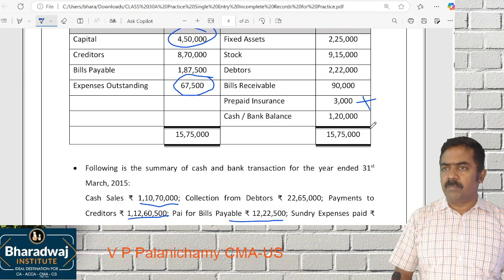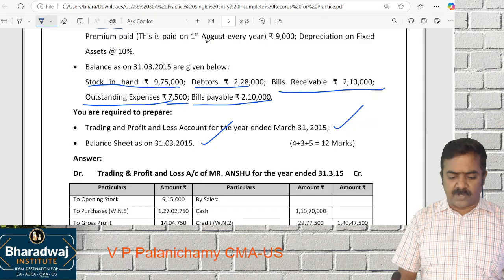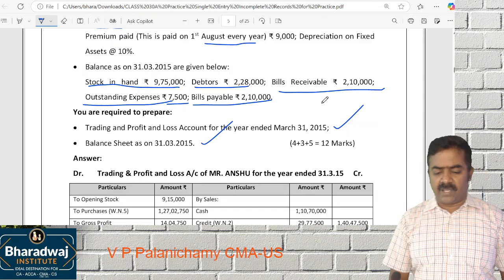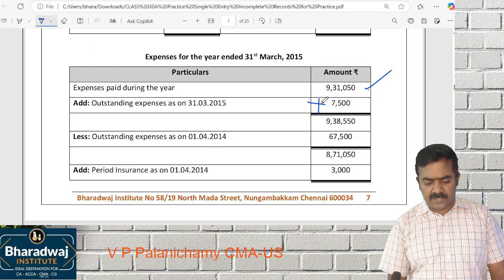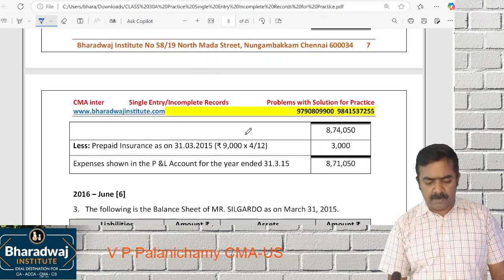Insurance is paid on every August for 1 year. Now, we are preparing accounts on 31st March. How many months would have been prepaid? We close the accounts on 31st March. How many months will be prepaid? 4 months will be prepaid.